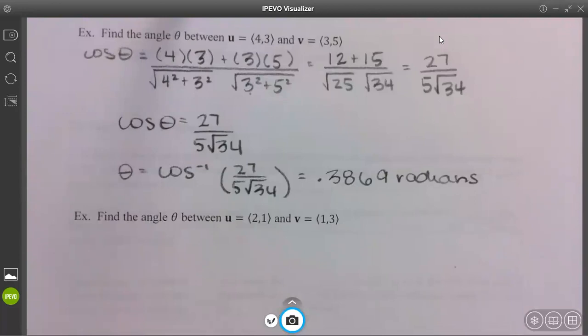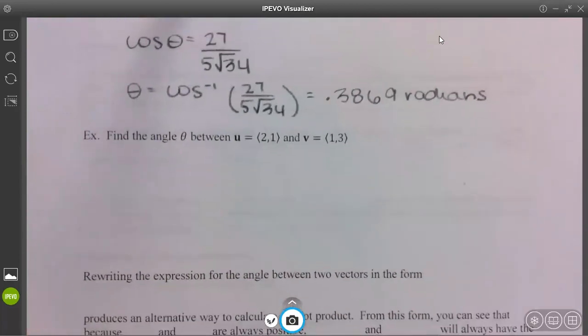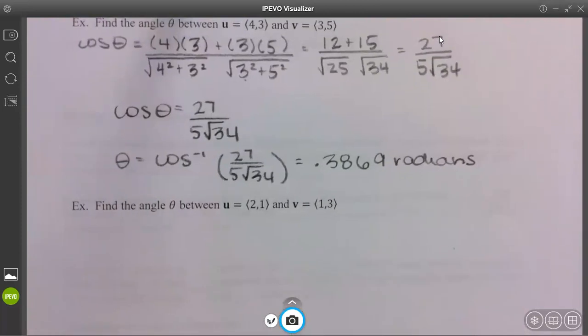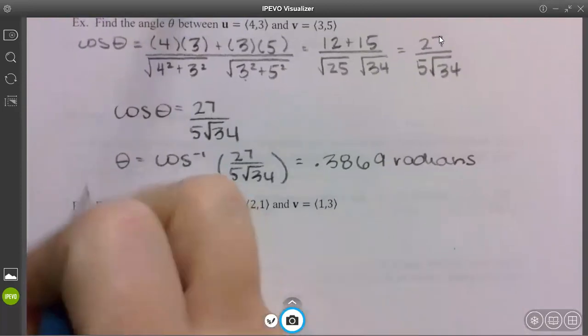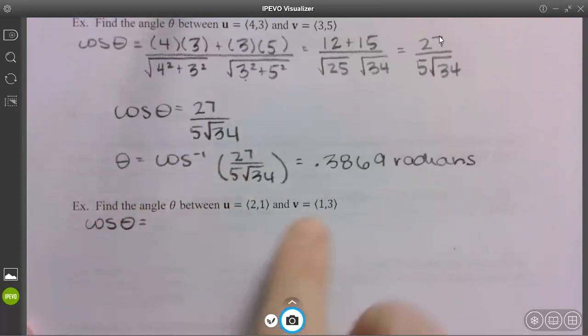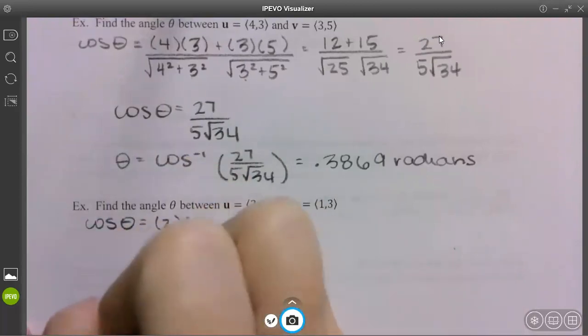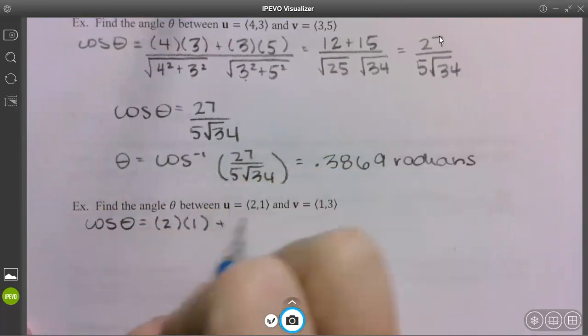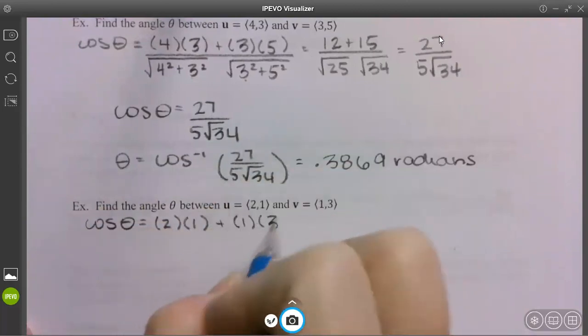Find the angle theta between u and v. If you wanted to find degrees, just switch it to degree mode. That's fine. They'll specify which one. So u is 2,1 and v is 1,3. So I'm going to try to keep this one up here so we can look at it. So we're going to do cosine theta equals, we're going to multiply these together. 2 times 1 are your x's, plus 1 times 3 are your y's.